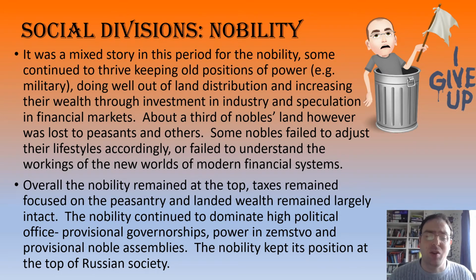Overall, the nobility remained on top. Taxes remained focused on the peasantry. Landed wealth remained largely intact, and a solid basis for wealth. The nobility continued to dominate the high offices, such as provincial governorships, and the power in the Zemstvo. Each area also had its provincial noble assemblies that met every year, that had quite an important role within the regions. So the Russian nobility remained at the top of Russian society.